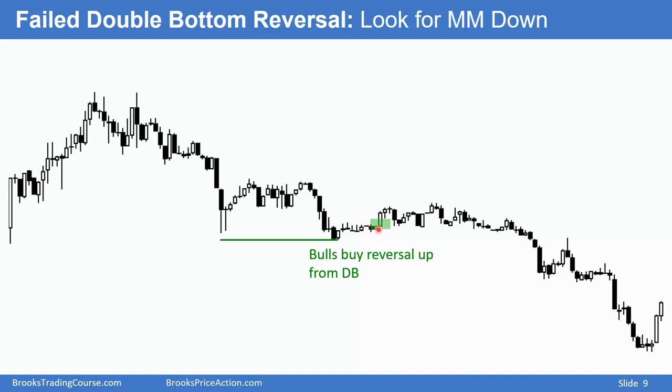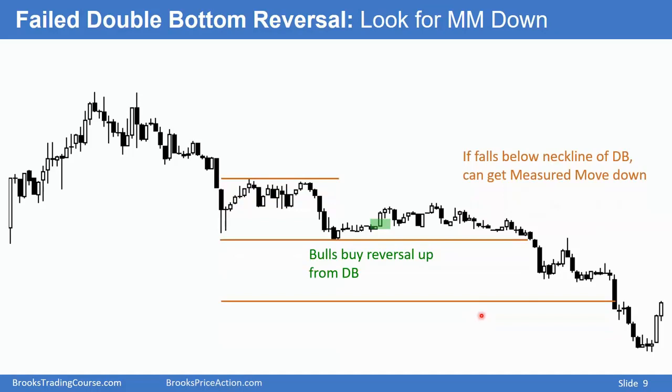They will buy this. But weak entry bar, weak follow through, and then weak follow through all through here. This does not look like it's going to be a successful reversal. And traders therefore will start to wonder if the double bottom will fail and the market will fall for a measured move down. Traders will look to sell on a breakout below the double bottom, and they'll look for a measured move down.